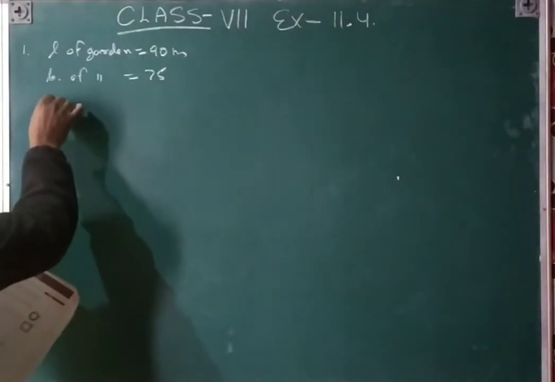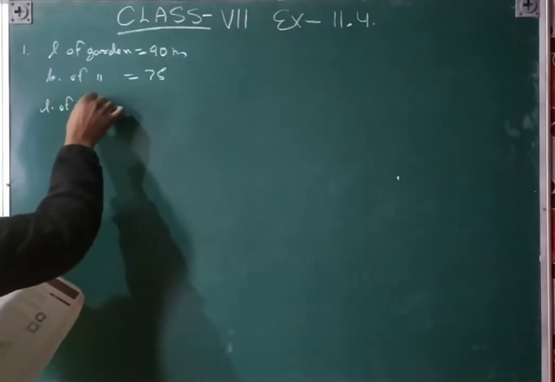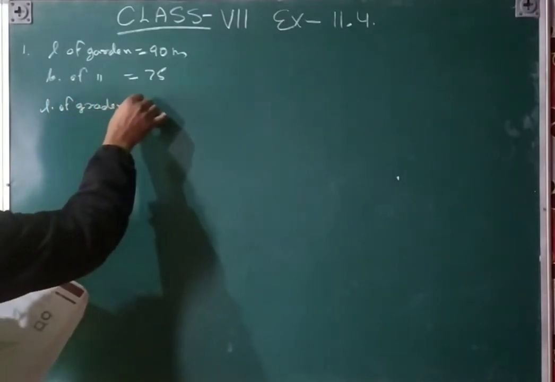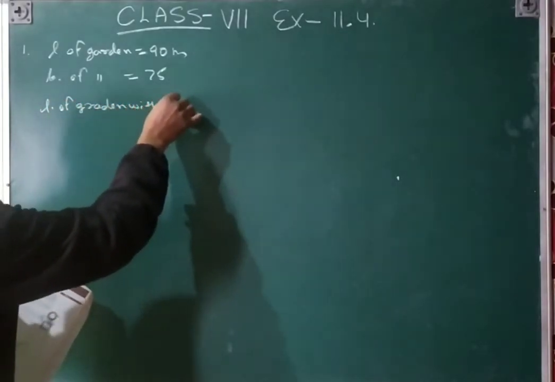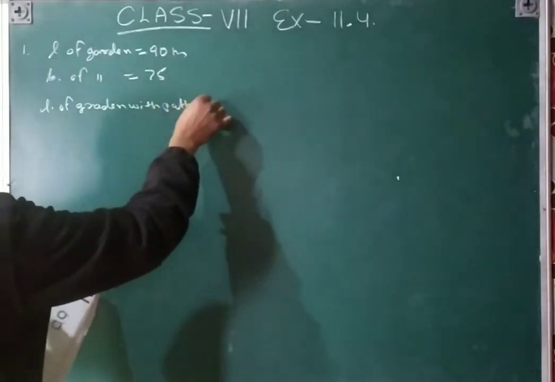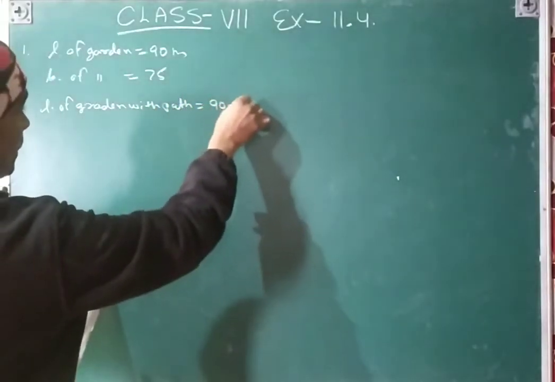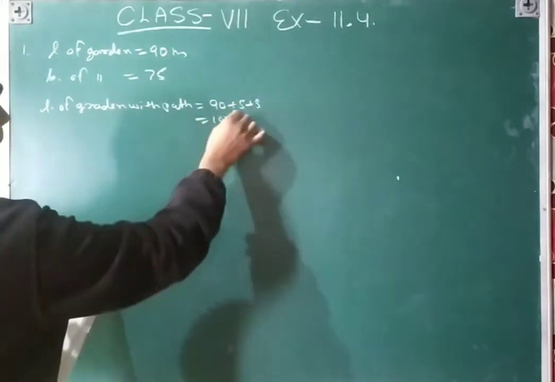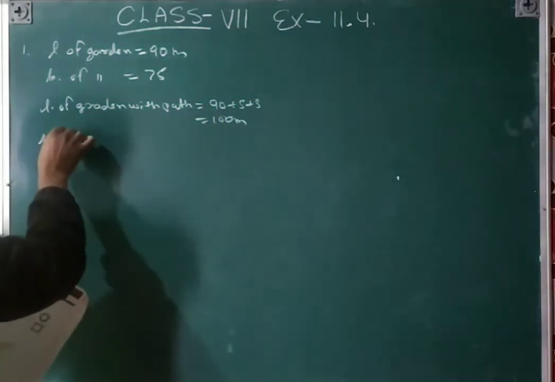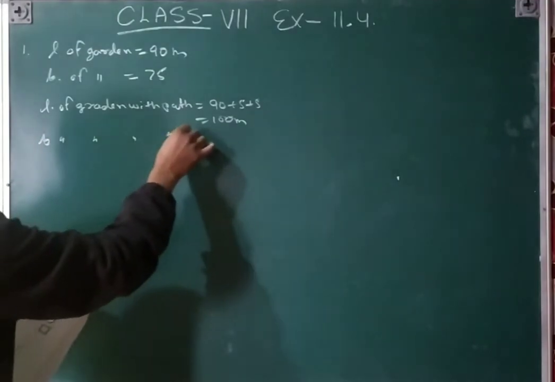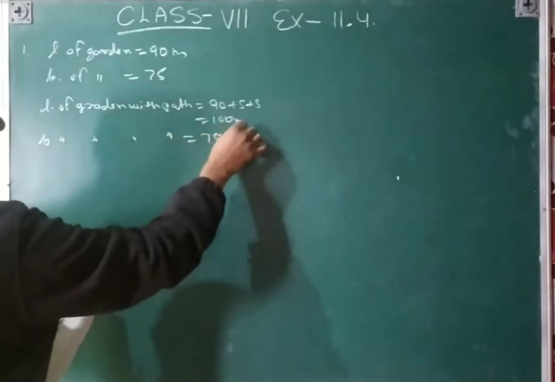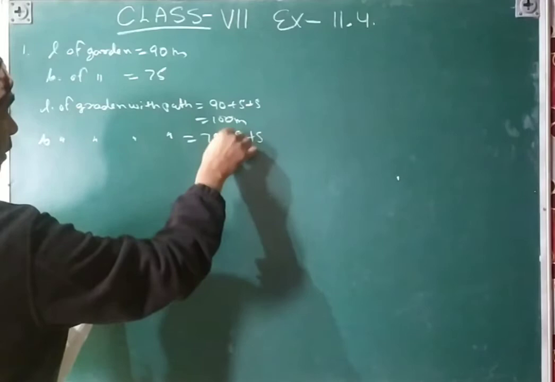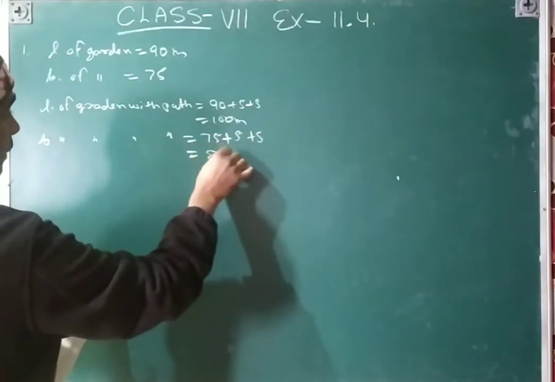So length of garden with path is equal to 90 plus 5 plus 5 for both sides, that is 100 meter. And then breadth of garden with path is equal to 75 plus 5 plus 5, both sides, so that is 85 meter.